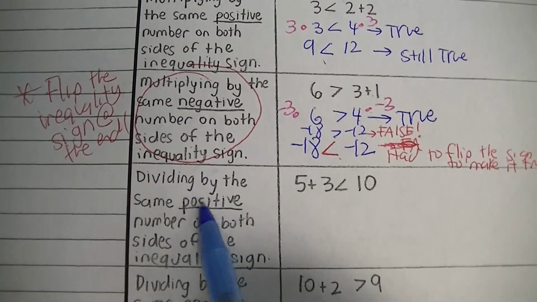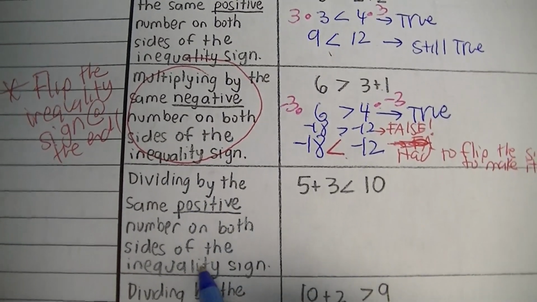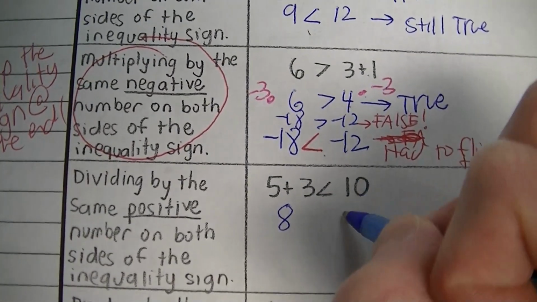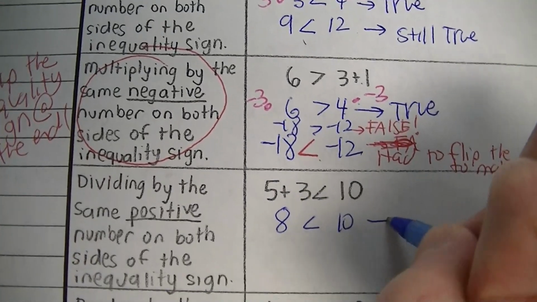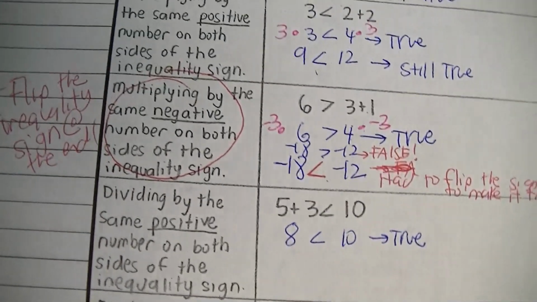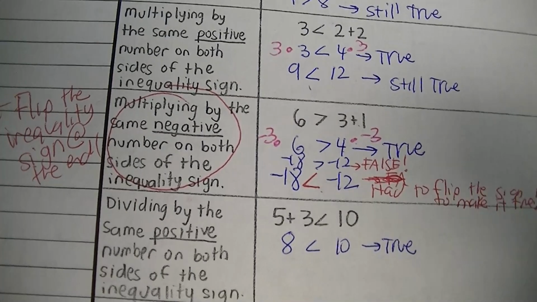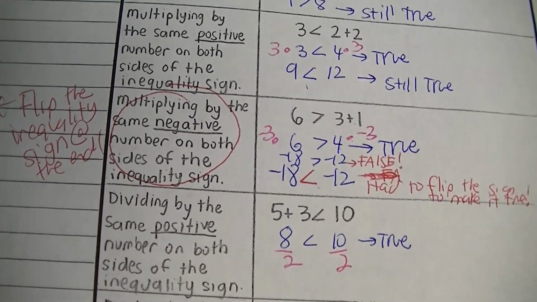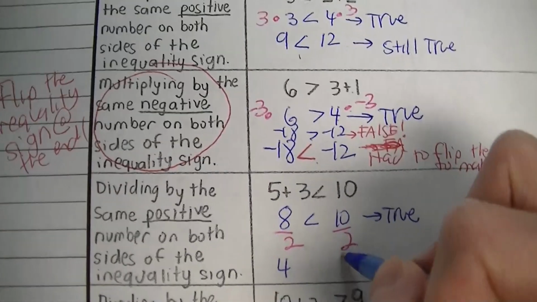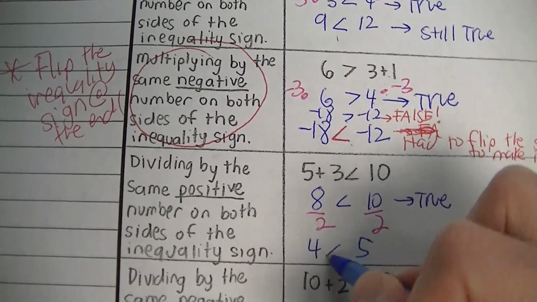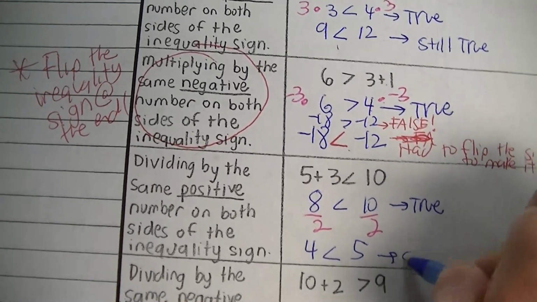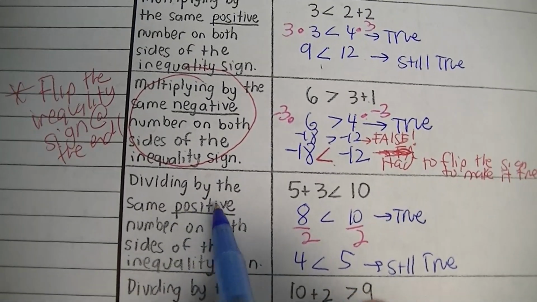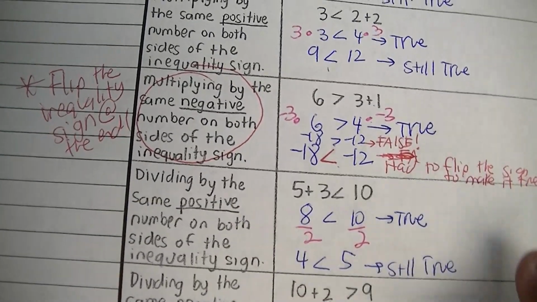Okay, let's see what happens when you divide by the same positive number on both sides. So let's see, 5 plus 3 is 8, and that's 10. So yeah, that's true. Okay, we're going to divide by the same positive number. So let's divide by 2. 8 divided by 2 is 4. 10 divided by 2 is 5. Is the left side still smaller than the right side? Yeah, so that's still true. So when you divide by the same positive number on both sides, you just keep it consistent.